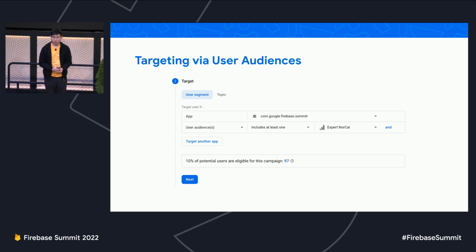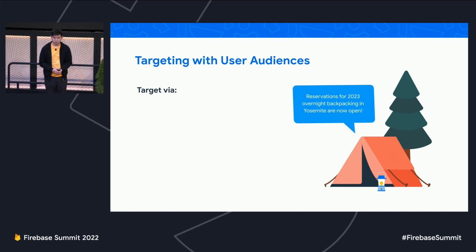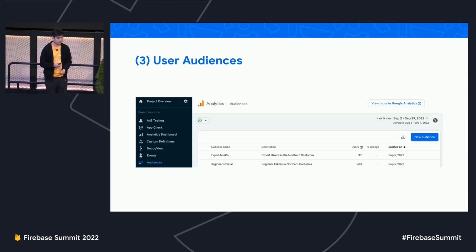Similar to before, once that's all set up, we can then select this user audience as a targeting criteria when we're setting up a message campaign. So now we'll be able to let our English app users that are expert hikers located in Northern California know that reservations for backpacking in Yosemite, which is also located in Northern California, are now open. We can even track metrics within the Firebase console and track how our audiences grow over time.